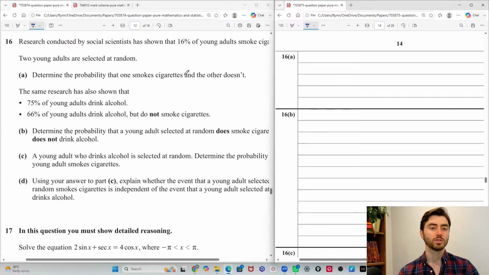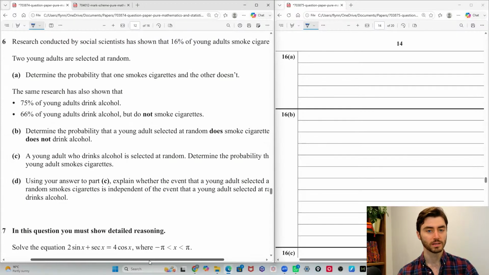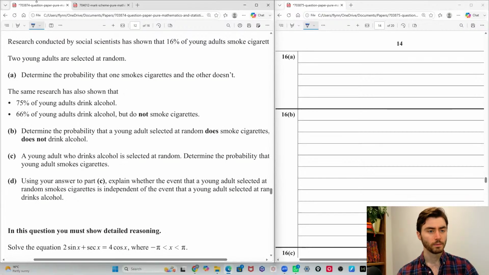Research conducted by social scientists show that 16% of young adults smoke cigarettes. Gross. 2 young adults are selected at random. Determine the probability that one smokes and the other doesn't.